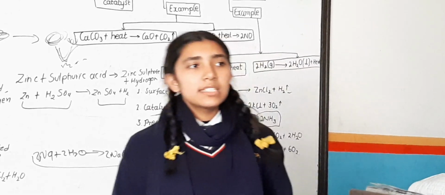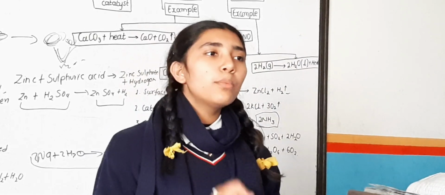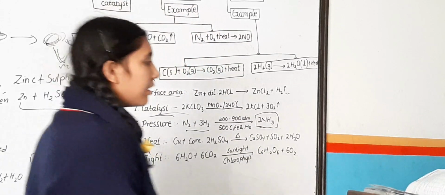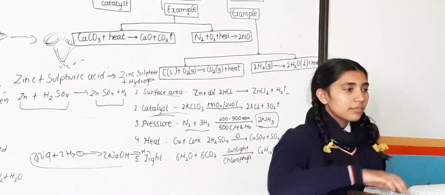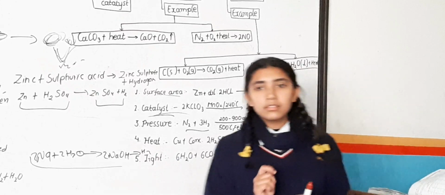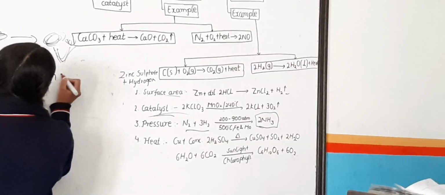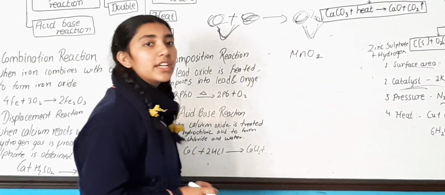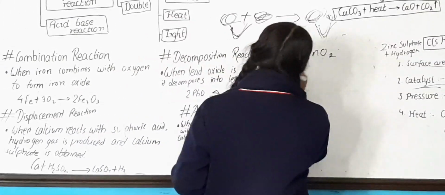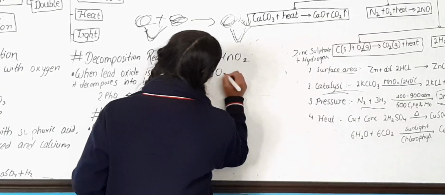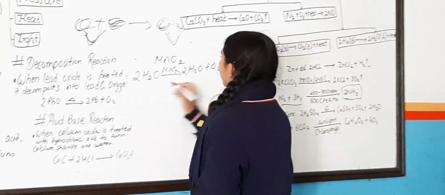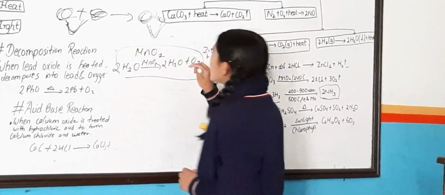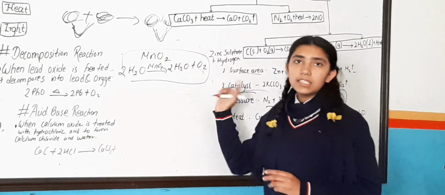Manganese dioxide acts as a positive catalyst during the decomposition of hydrogen peroxide. 2H2O2 becomes 2H2O plus O2. This is the reaction in which positive catalyst manganese dioxide is used.